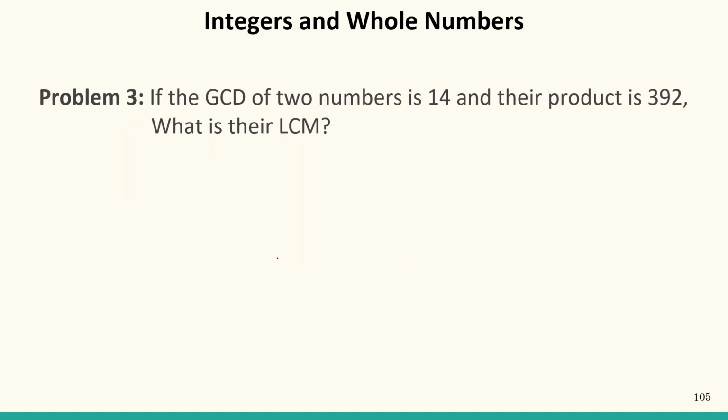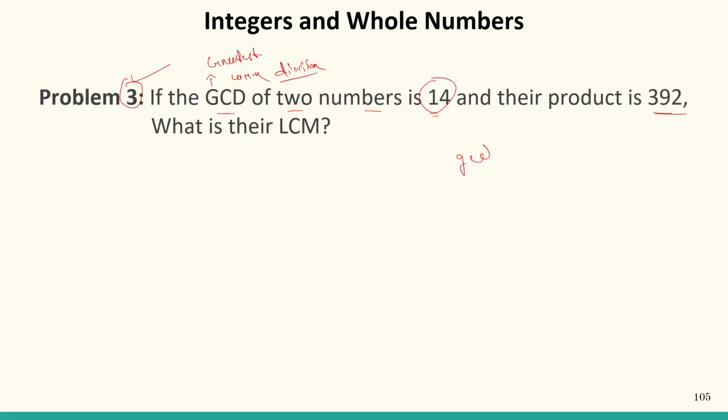Let's go forward with problem number 3. If the GCD of two numbers, that is the greatest common divisor, is 14 and their product is 392.